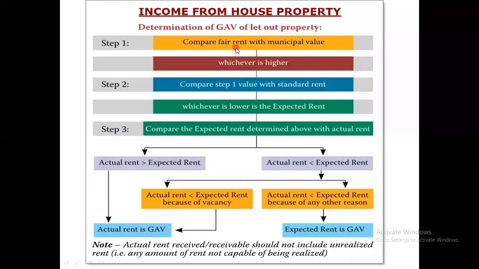So in step 1, we compare the fair rental value with the municipal value. A fair rental value refers to a rent of a similar accommodation in same locality. For example, the rent for a 2 BHK in MG Road may be rupees 25,000 per month, and the rent for a 3 BHK in Commercial Street might be rupees 40,000 per month. Such estimate of the rent for a similar accommodation of the SSE is called the fair rental value.